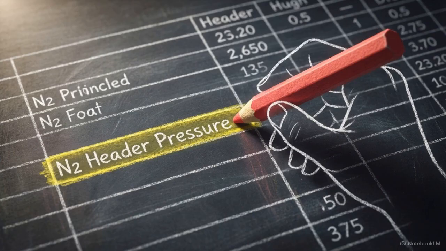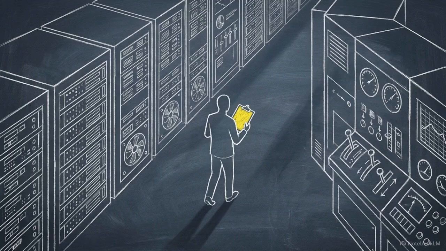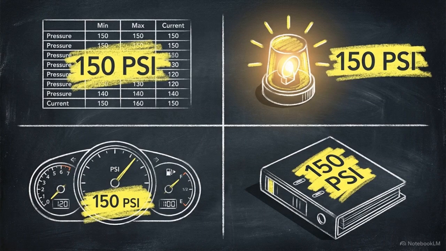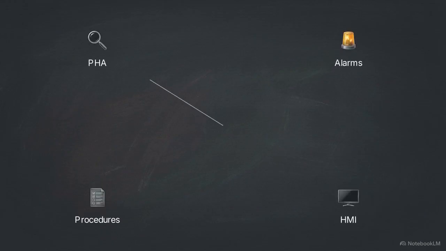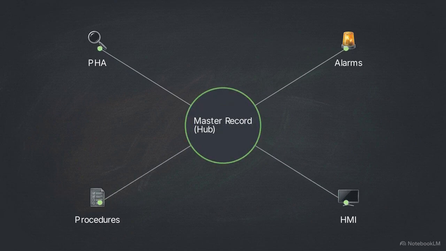To address this, a line manager can select a single high-consequence parameter and trace it through every system in the plant. By verifying that the safe operating limit table, the alarm set point, the operator's display, and the PHA all share the same value, the manager can confirm the health of the facility's change management process. The long-term solution is a master record for each critical parameter. This serves as the single source of truth, ensuring that any change to a limit is automatically and consistently propagated to every connected system in the facility.